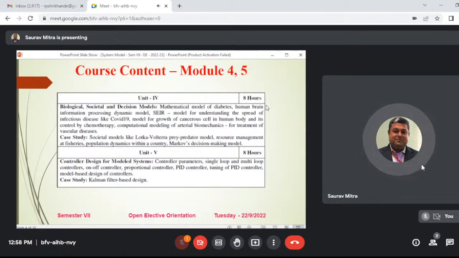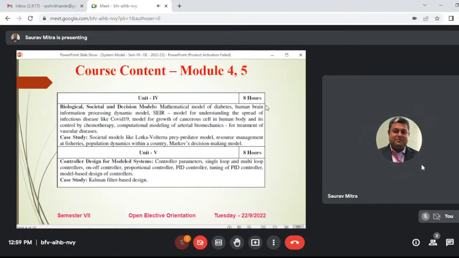Then population dynamics within a country. How many people are going out, how many people are coming in, how many people are getting born, and how many people are dying. These four things will decide the rate of increment of population in any country.